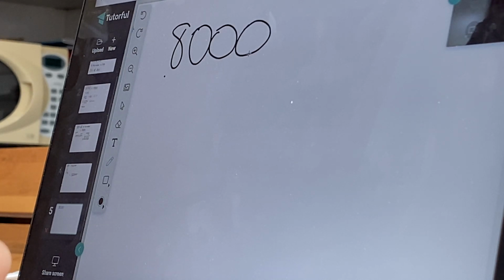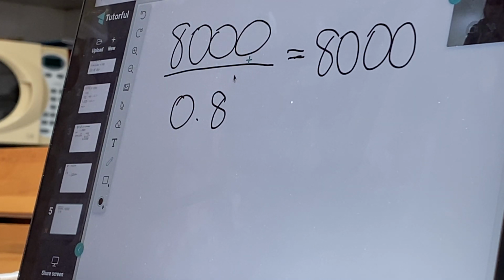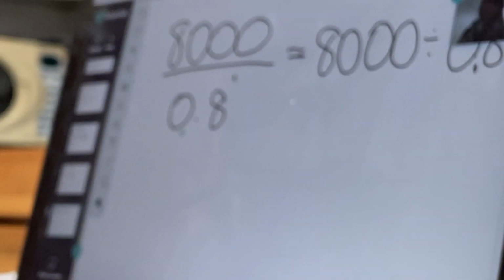So we have 8,000 and we're dividing by 0.8. So what we're doing here is we're just writing the calculation as a fraction. Remember that the line in a fraction represents divide. So what we're writing here is 8,000 divided by 0.8. Okay? Now, what's a common factor? So we know that when we have fractions, to simplify fractions, we use equivalent fractions. And one thing that we do is we look for common factors between the numerator and the denominator. So what's a common factor between 8,000 and 0.8?